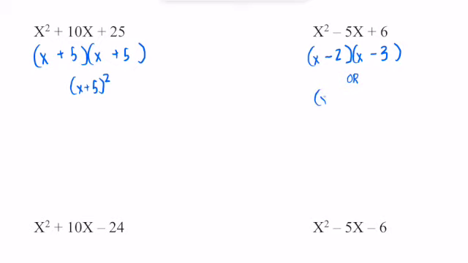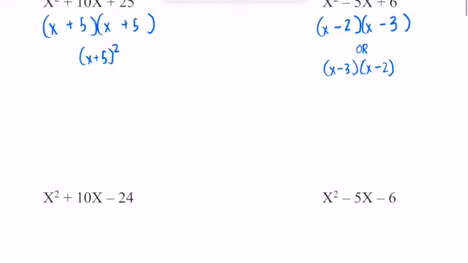Notice the order of parentheses doesn't matter. It would be just as good if we put x minus 3 times x minus 2, and that would work just fine. Let's look at our next problem, x squared plus 10x minus 24. Here again, we'll end up factoring it into two binomials that each start with x.